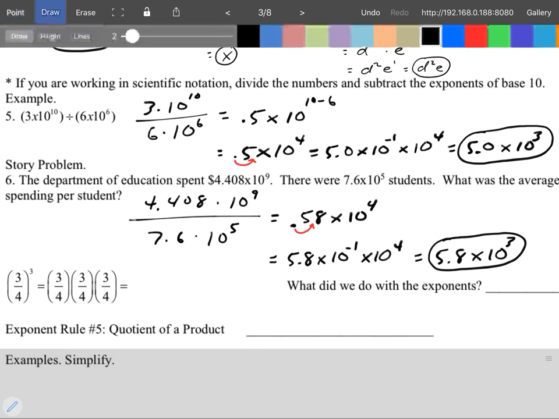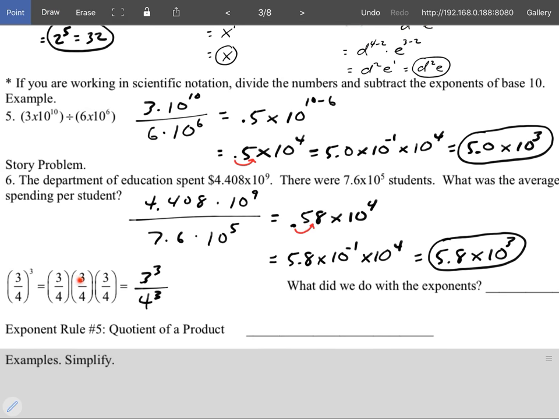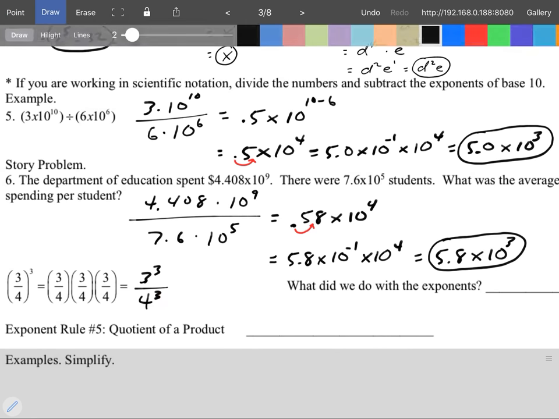So what you really have there then is 3 to the third power over 4 to the third power. All right, because you got 3 times 3 times 3 in the numerator, that's 3 to the third. You got 4 times 4 times 4 in the denominator, that's 4 to the third. So really what you had to do then is put this power on the numerator and take that exponent and put that power on the denominator.